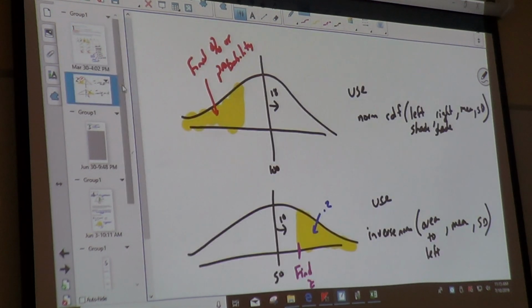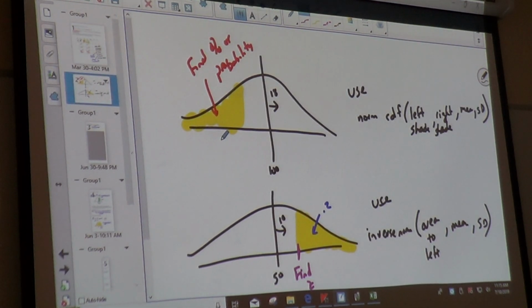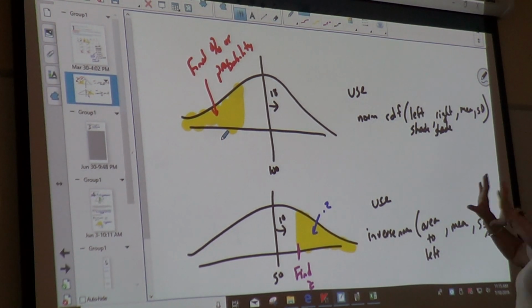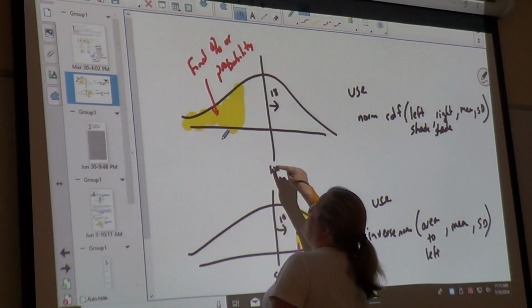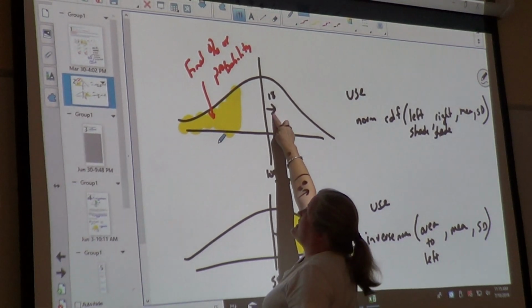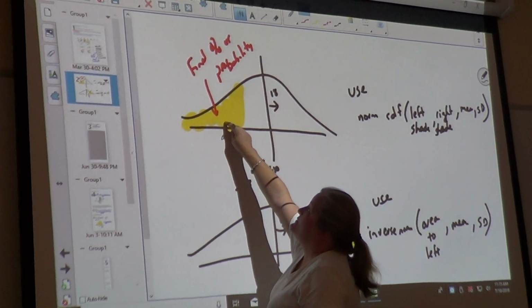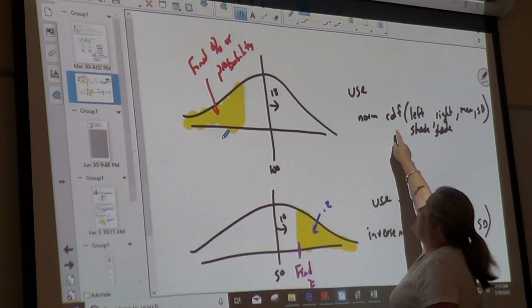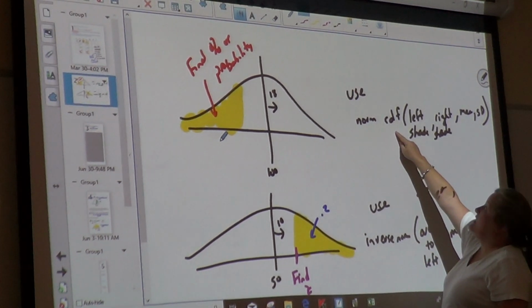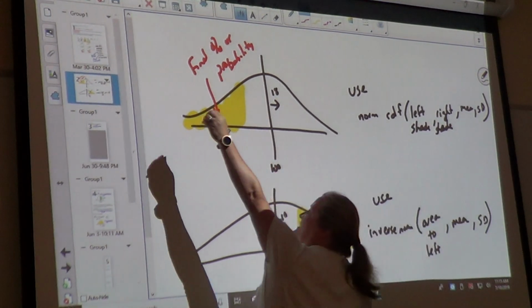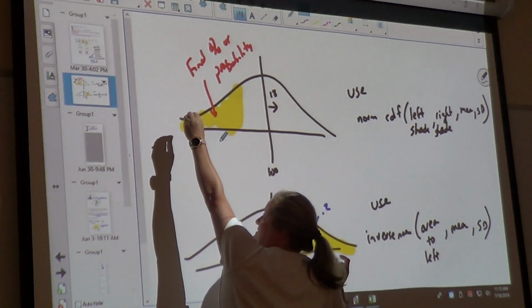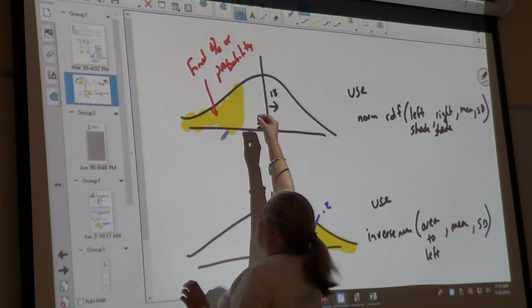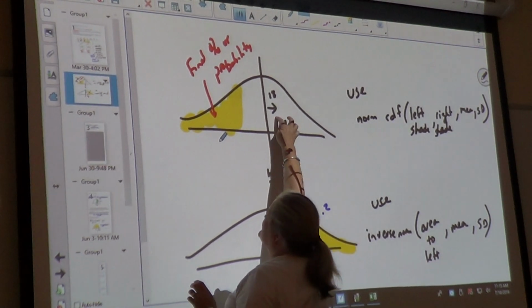As a brief reminder of what we did last time. If I gave you a problem where I told you the mean and I told you the standard deviation and I said what is the probability or what is the percentage, we used normal CDF. We did the left shading or where the shade begins. We did the right shading or where the shade ends. Then we did the mean and the standard deviation.